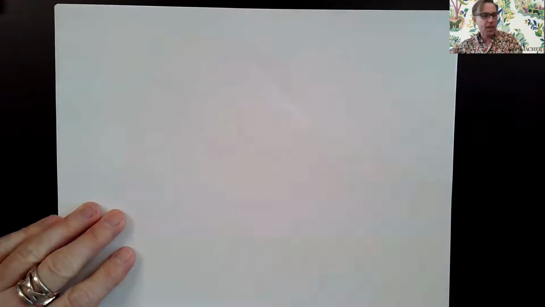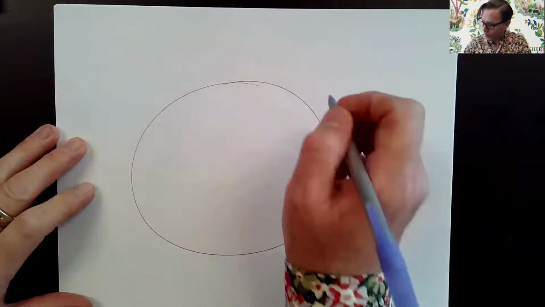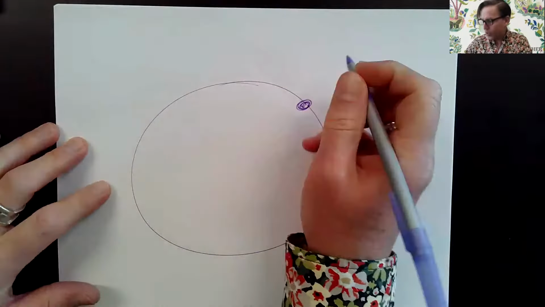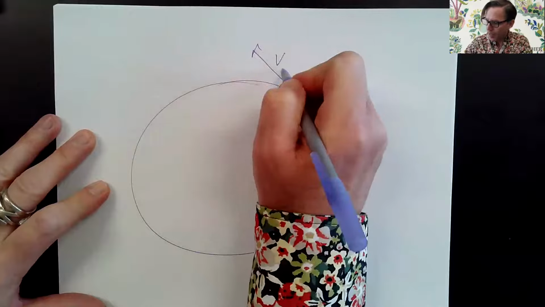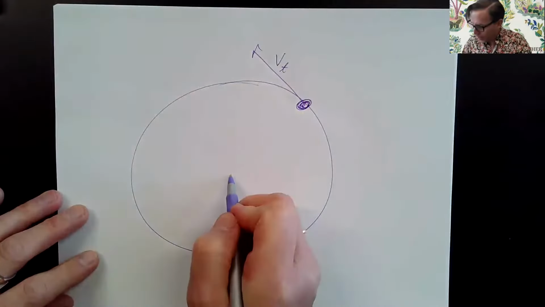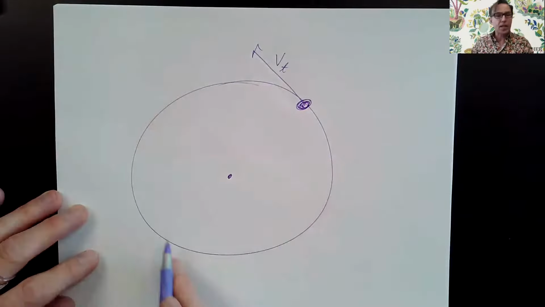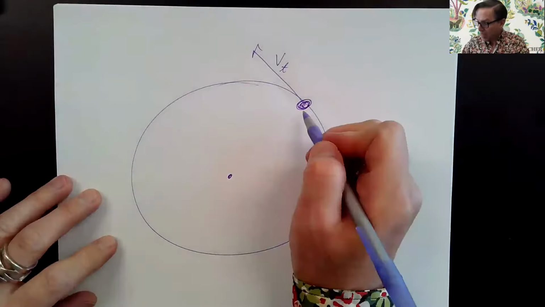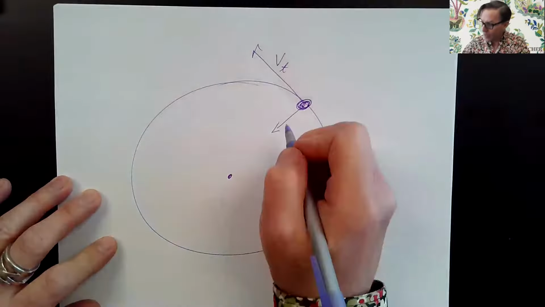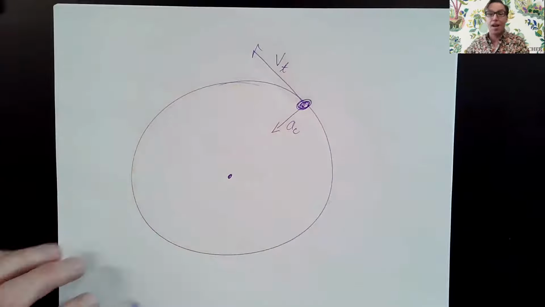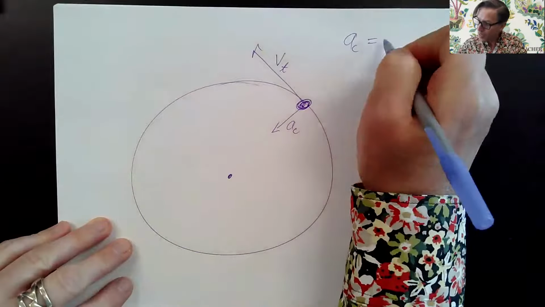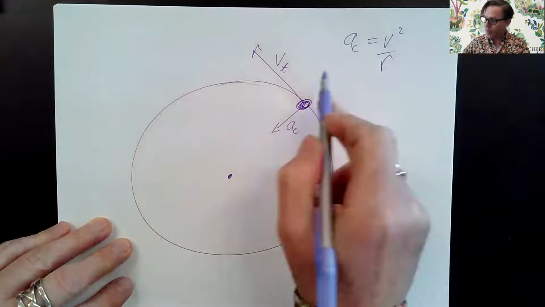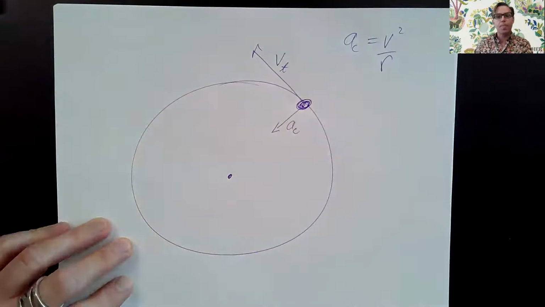All right, now, another thing I wanted to talk to you about was centripetal force. So I've got my object traveling around in a circle. And if it's traveling in a circle, at some moment it has a tangential velocity v sub t. Here's the center. If it's going in a circle, I know it is accelerating toward the center. There is a centripetal acceleration. How big is that centripetal acceleration? It's v squared over r, this speed squared over r.